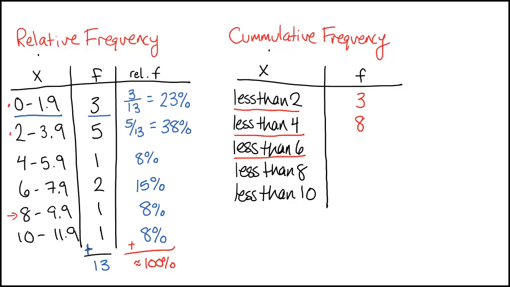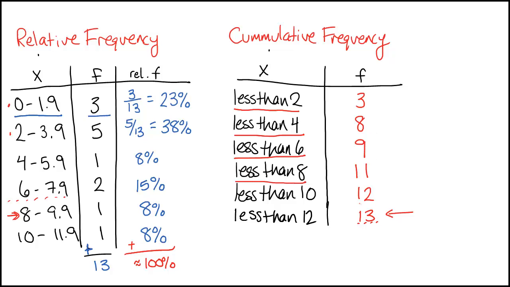Less than 6 hours would be all of those previous 8 people plus the 1 more, so this would be 9. Less than 8 hours would be everybody from 7.9 previous, so that would be 11, adding on 2 more. Less than 10, this would be 12, and it looks like I left out a category here. We'll do less than 12. We had 1 person that spent 10 hours, so we have to add those in, and that would give us a total of 13. So your ending cumulative frequency should always be the total number of people once we get to the bottom there.